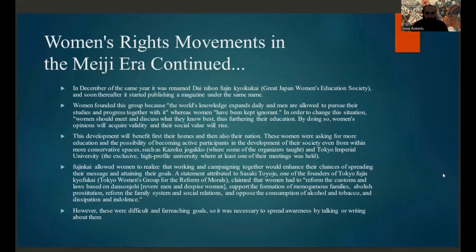They claimed that women had to reform the customs and laws based on the revere men, despise women idea. They would support the formation of monogamous families because men were still allowed to have extramarital affairs while women were not. They would abolish prostitution, reform the family system and social relations, and oppose the consumption of alcohol and tobacco, and dissipation and indolence. However, these were very difficult and far-reaching goals to accomplish.